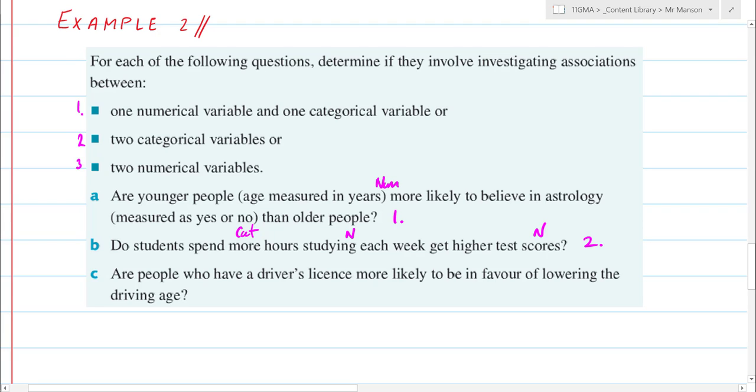Are people who have a driver's license more likely to be in favour of lowering the driving age? So this is a yes-no driver's license. And are they more likely to be in favour? It's not a numerical thing. It's probably an agree, strongly agree, etc. That's also continuous. So this is option 3. And that was a very well-written question where the answers were 1, 2, and then 3. That's always good. Are there any questions on that?